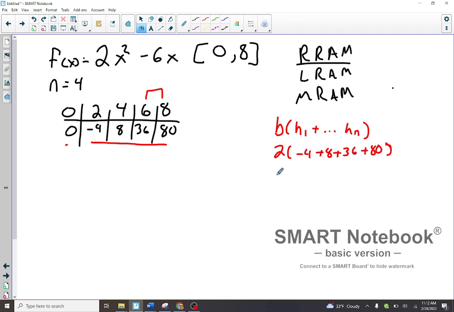Remember, a negative area just means that it's underneath the y-axis. So this is a rectangle that's 2 wide that is 4 units below the y-axis. So when you see a negative value, that's totally okay for area. So in this case, you're going to add these numbers up. Negative 4 plus 8 is 4. 4 plus 36 is 40. 40 plus 80 is 120. 120 times 2. Your approximation for this one is 240.